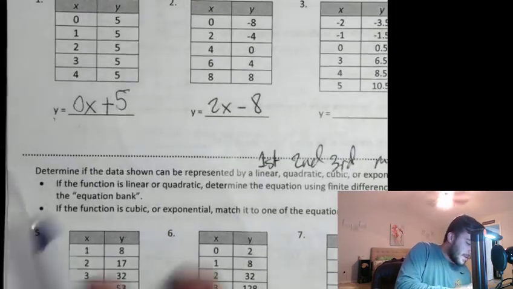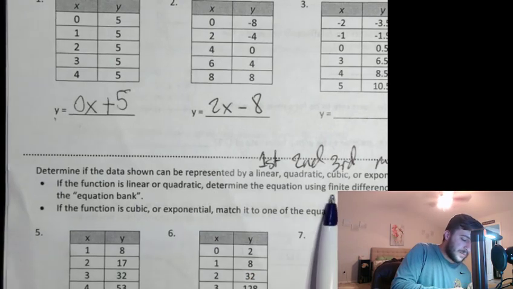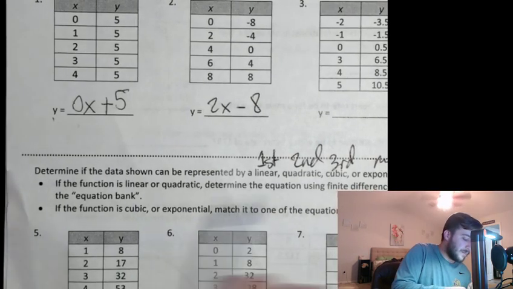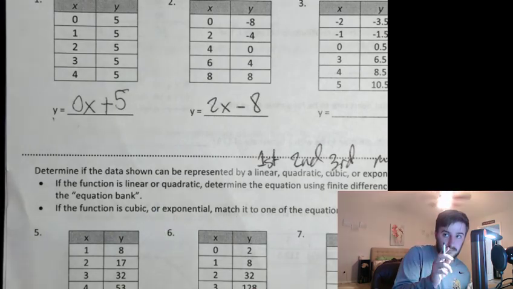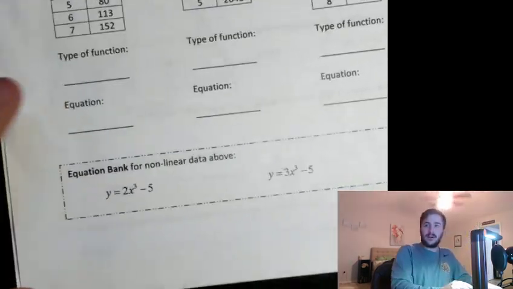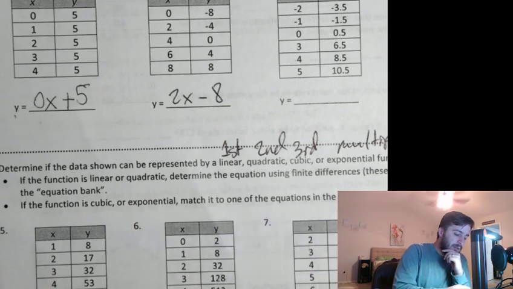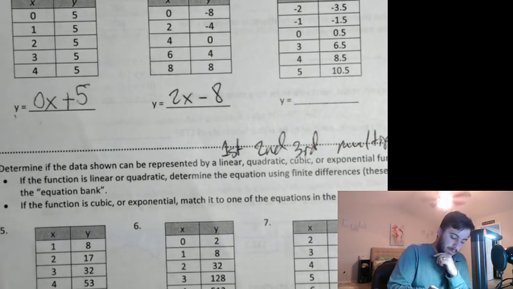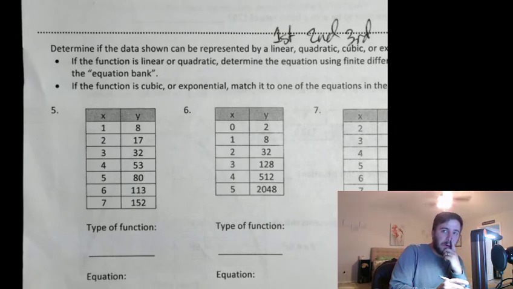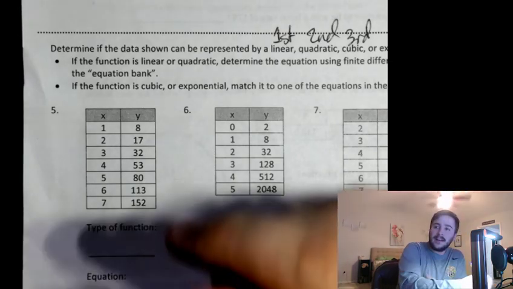Next, if the function is linear or quadratic, determine the equation using finite differences. These equations will not be in the equation bank. Okay? So linear or quadratic, here's our equation bank. Not going to be down there. Okay? If the function is cubic or exponential, match it to one of the equations from our equation bank. I don't see an exponential function down there. Weird. Oh well, we'll figure it out. We'll make it work. We're smart people. We'll figure it out. Okay, so let's look at number one.